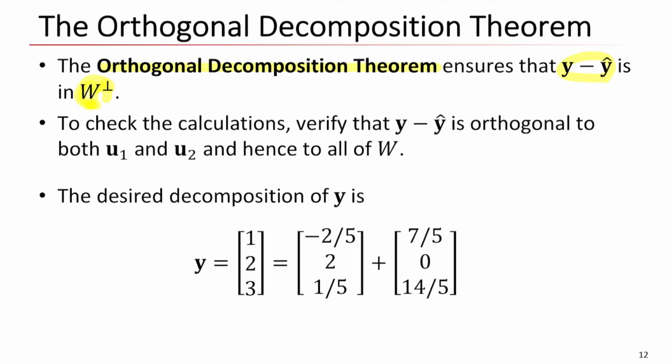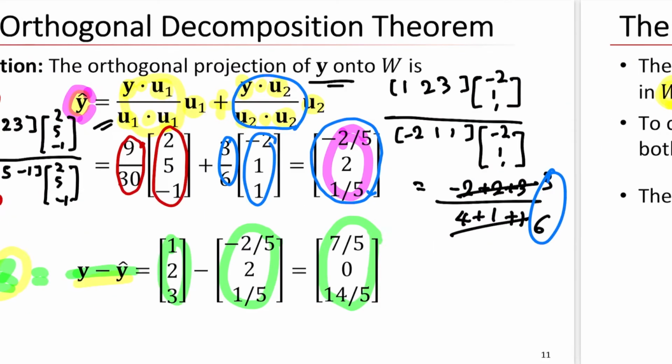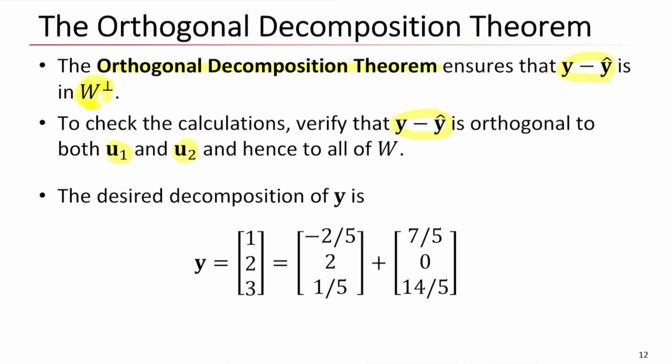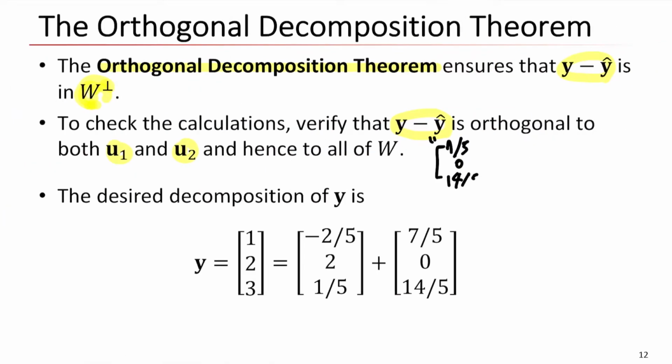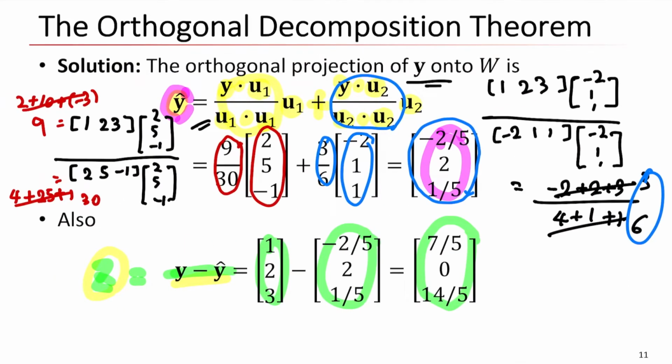So to check the calculation, we verify that y minus y hat is orthogonal to both u1 and u2. How can we prove this? y minus y hat is equal to 7 over 5, 0, 14 over 5. And what were u1 and u2?